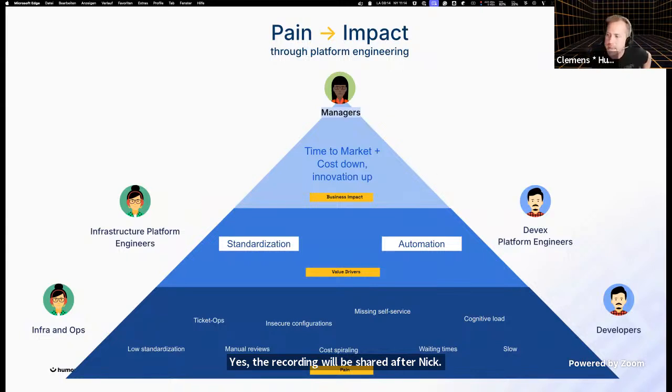Right. And in the end, if you reach that state and you let those platform engineers do their job, then developers actually get all of what they need in a self-service automated way, which means time to market goes down. Standardization helps with all of the maintenance cost, which means cost goes down, and hopefully innovation goes up, and the managers are happy on top of this pyramid. I have no idea why.